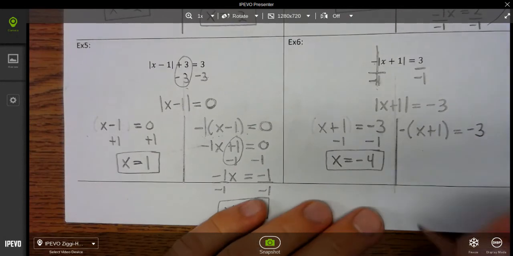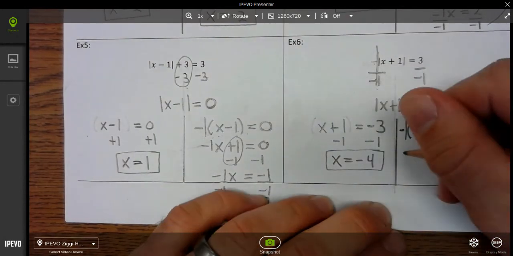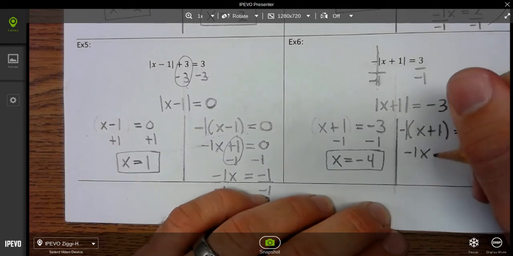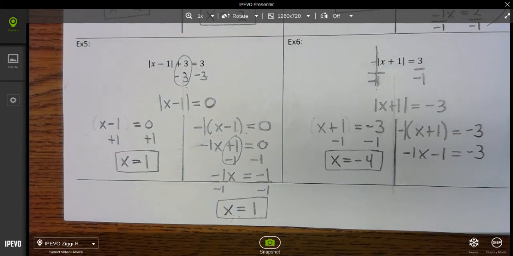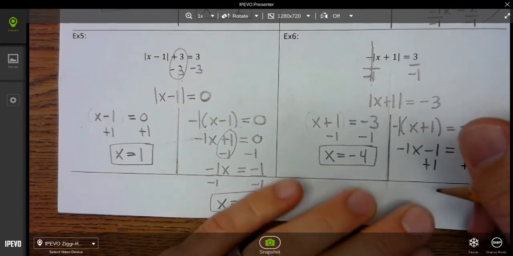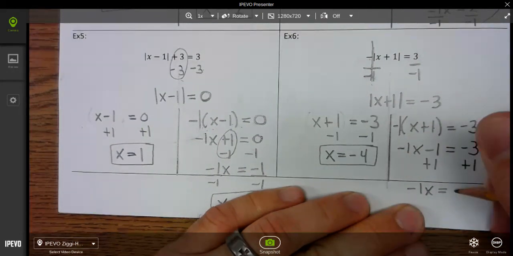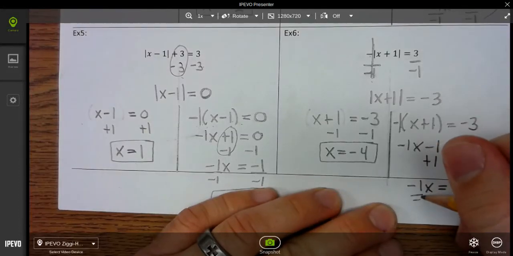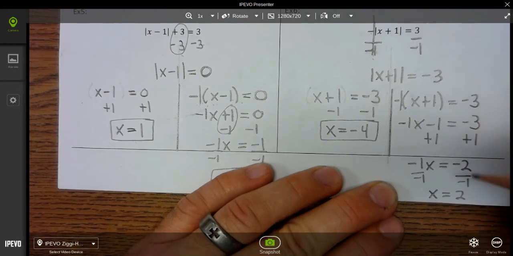Now we need to put a 1 in front of the parentheses and distribute, or multiply. Negative 1 times x is negative 1x. Negative 1 times 1 is a negative 1, equals negative 3. We're going to add 1 to both sides to get negative 1x equals negative 2. And then divide both sides by negative 1. So x equals 2.